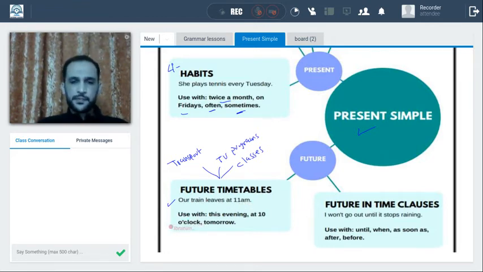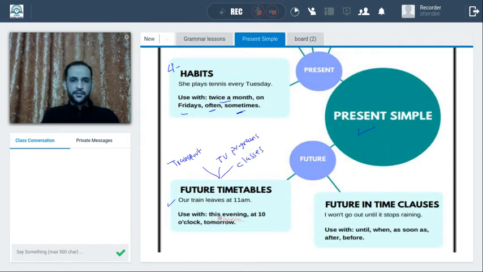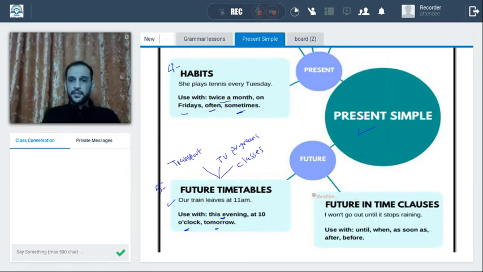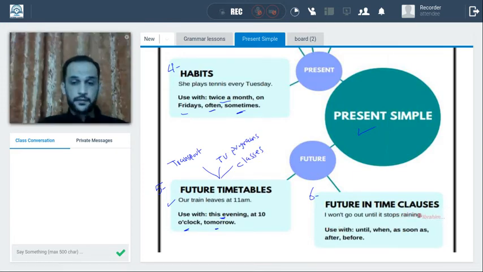We can use these expressions, for example, when I say this evening at 10 o'clock and tomorrow. This is number 5. Finally, number 6. I can use the present simple to express future in time clauses. Look at this example. I won't go out until it stops raining.